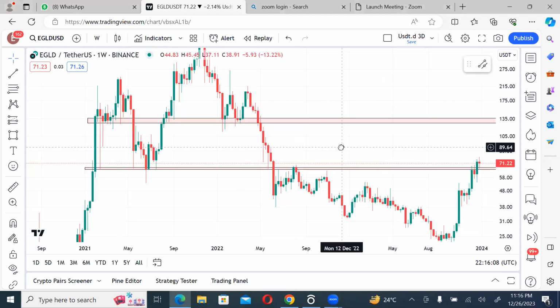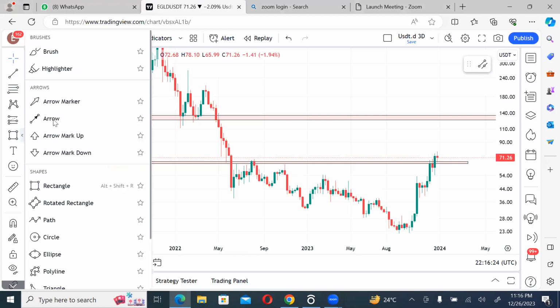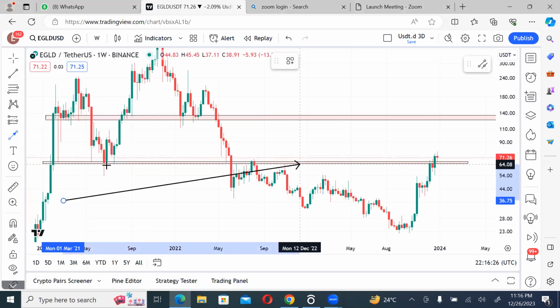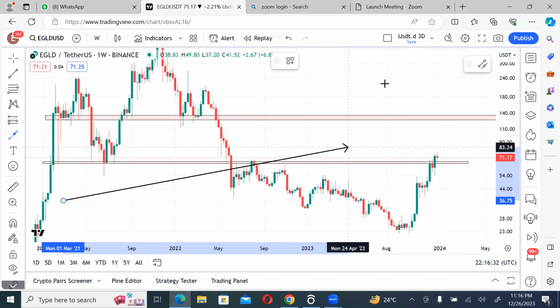All right, now, first things first. Look at where we are right now. This is the weekly time frame. You can see that price is already doing its thing, and we've jumped across this particular resistance, and we are making it a support now. This is the weekly time frame.